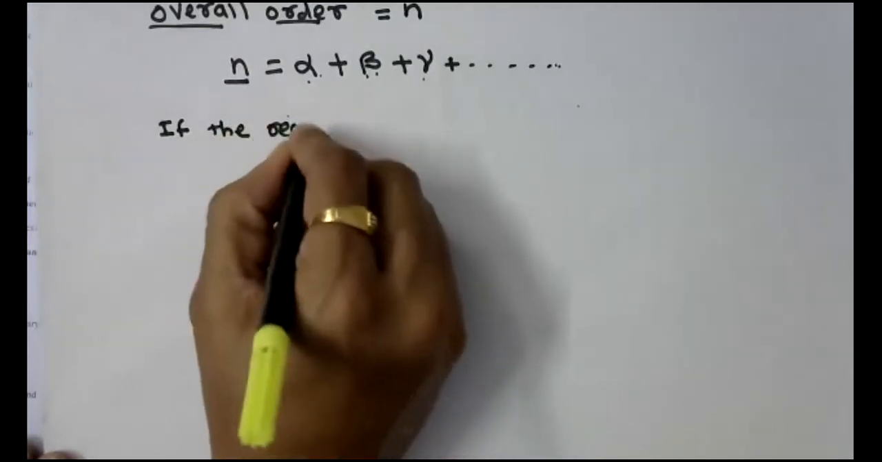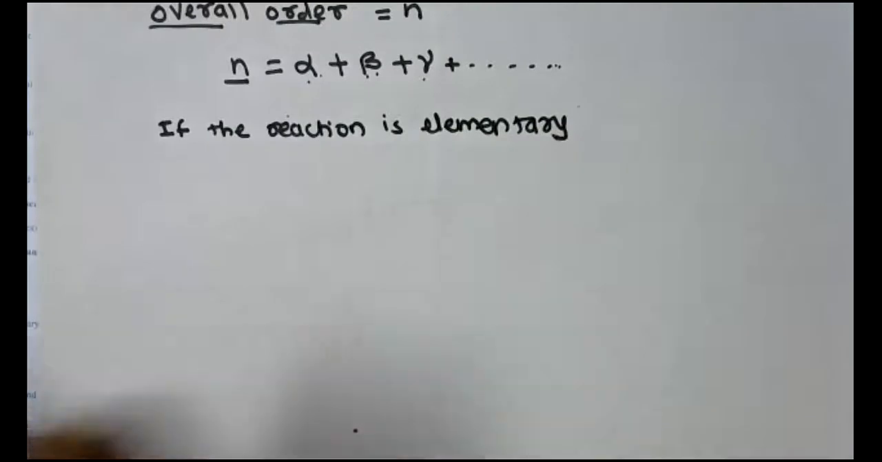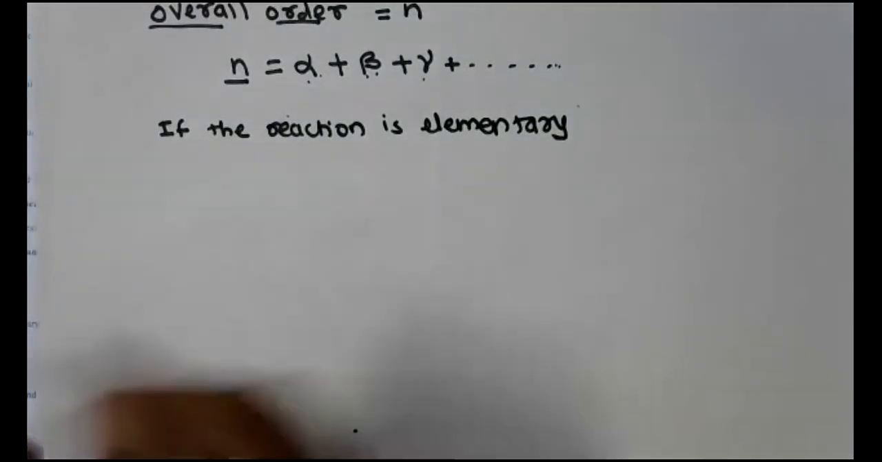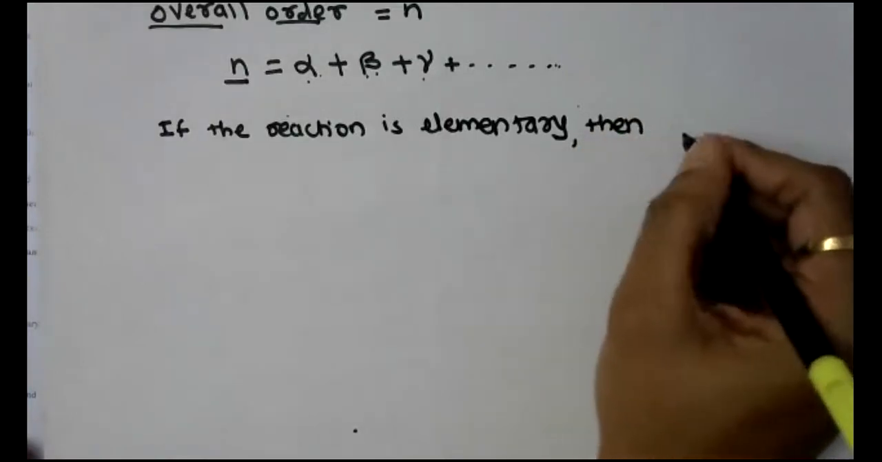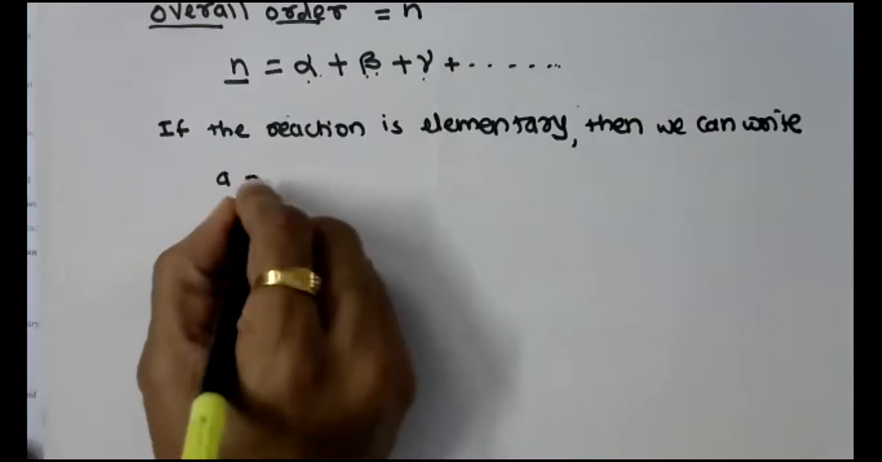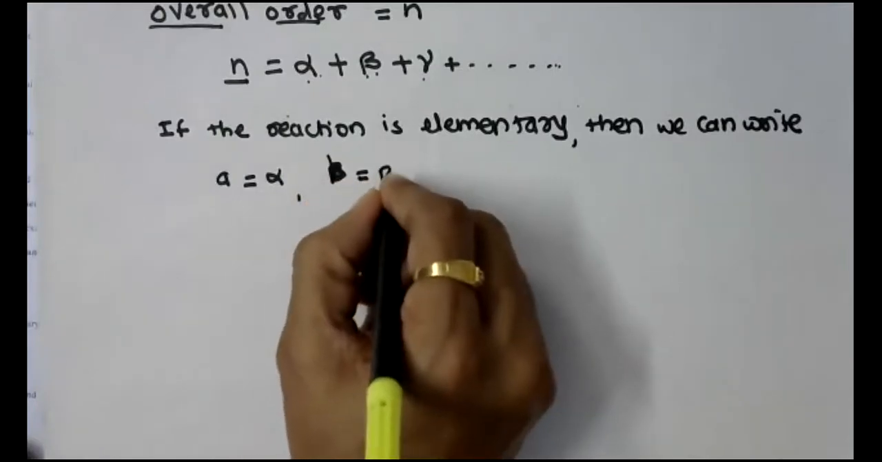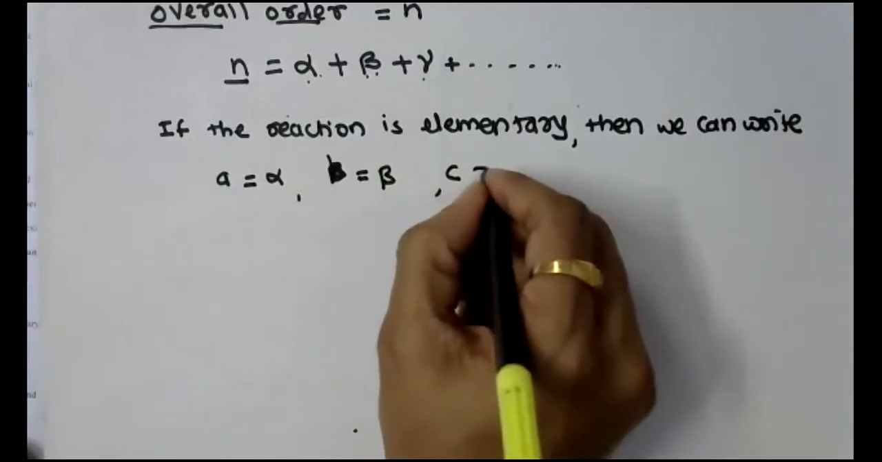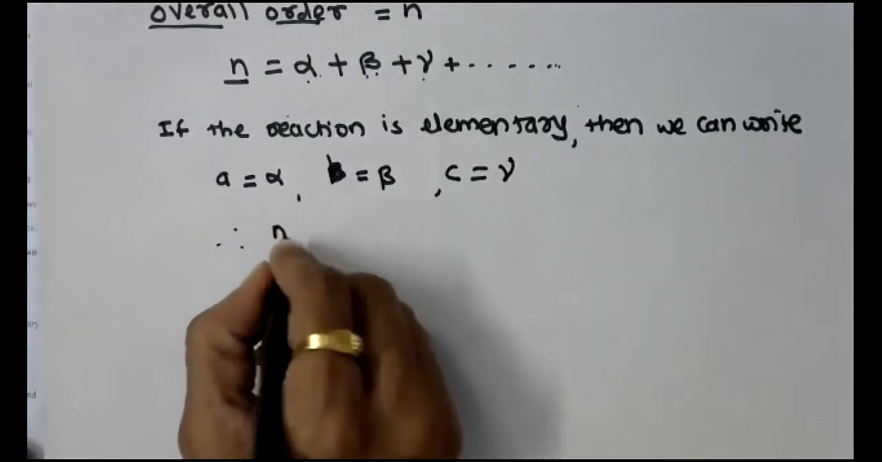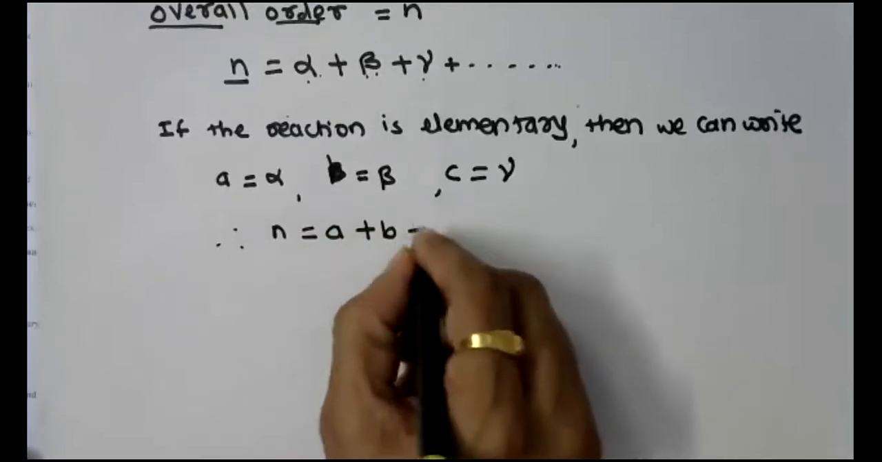However, if the reaction is elementary, then we can write a in place of alpha, b in place of beta, c in place of gamma, and therefore n will be equal to a plus b plus c.